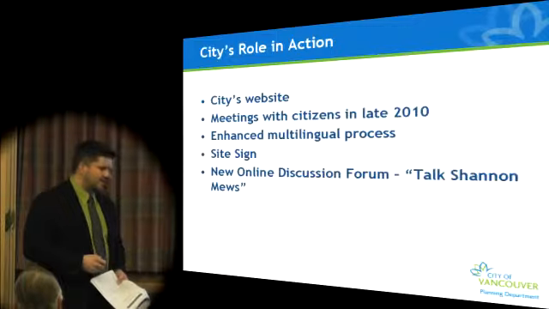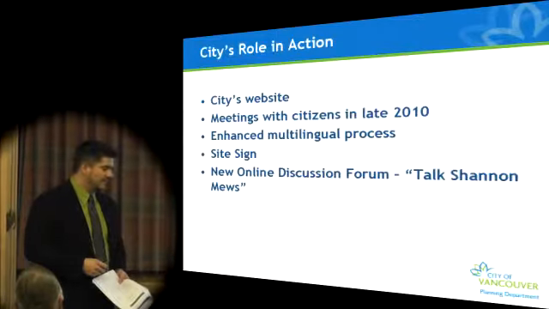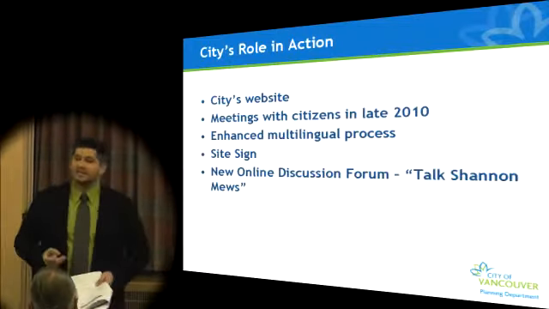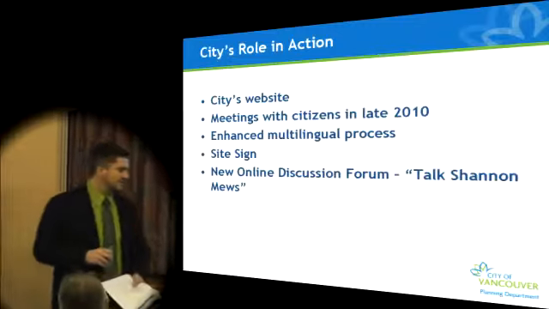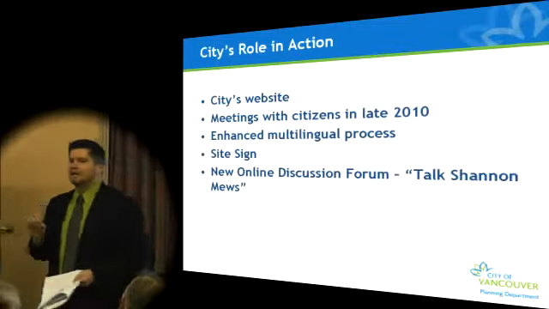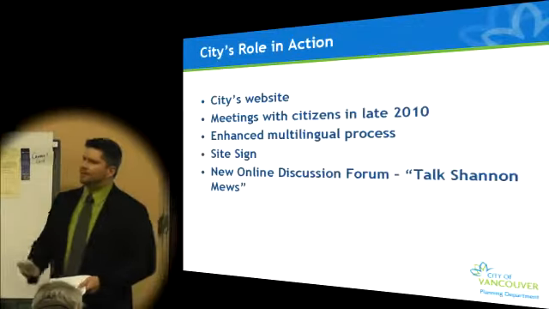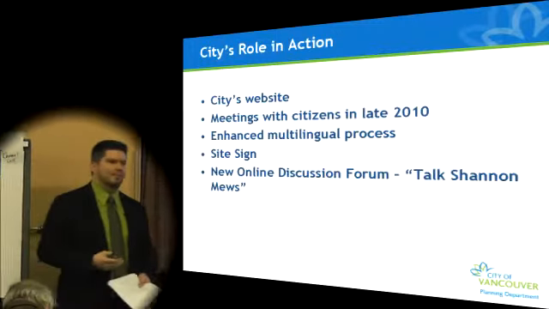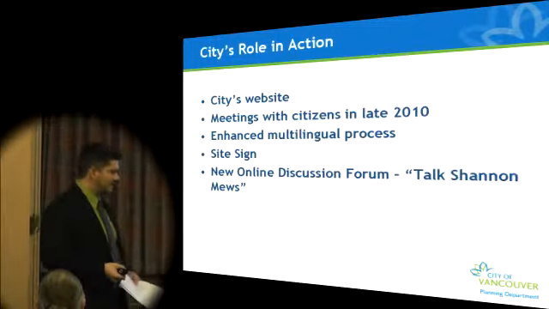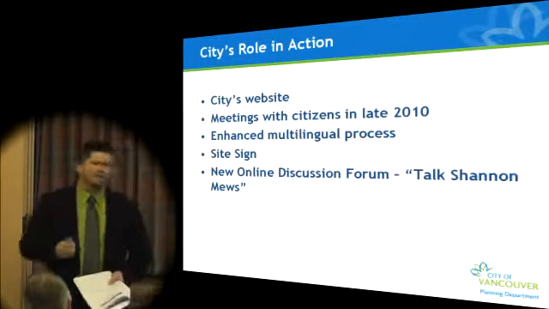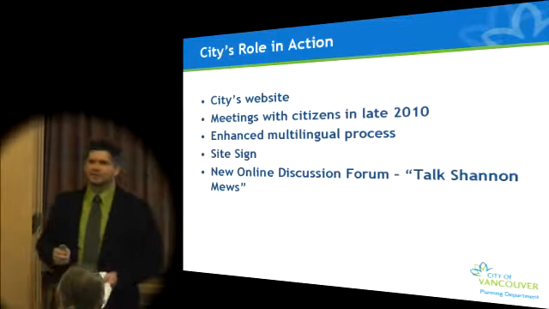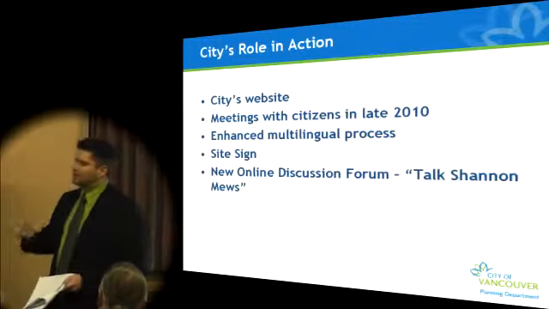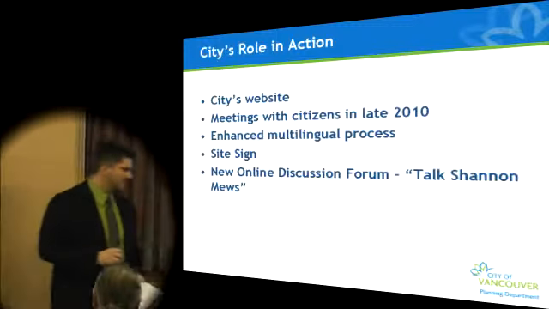There's help to find your way to the sites and the information you've been provided. We've been meeting with citizens since late 2010, and even as early as 2009, we've been in the same processes that you have with the applicant, listening to what has been said in previous events. We've done a lot of thinking around enhanced multilingual processes, and we'd like your feedback constantly through this process on how well we do in that area.